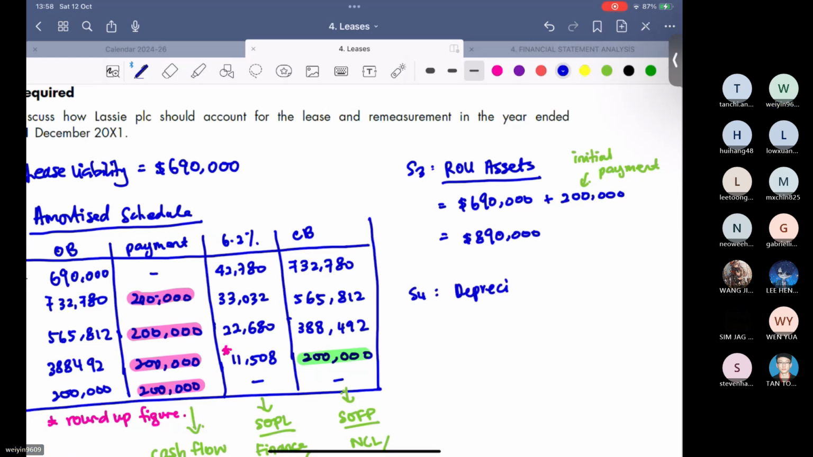So my step 4, depreciation, equals 890,000 divided by 5. Why 5? Because you only have 1 year's information. The question didn't mention the original useful life. So you divide by 5, you get 178,000.